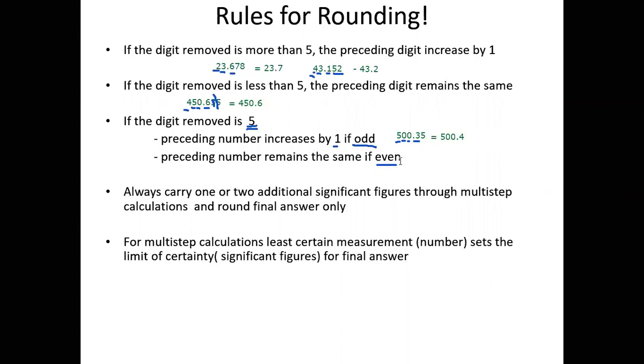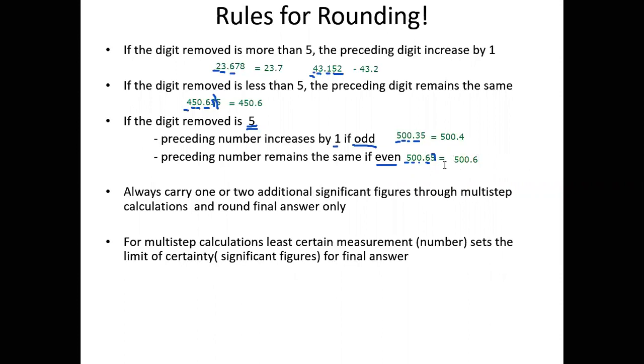Now, if we rewrote this number and we put 500.65, and we want to round it to 4 significant figures, we have a 6, and after the 6, it's exactly 5. So since it's exactly 5 and this is even, we're just going to drop the 5 and we'll have 500.6.